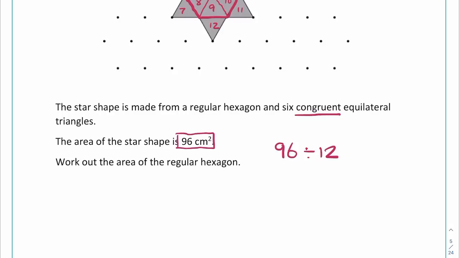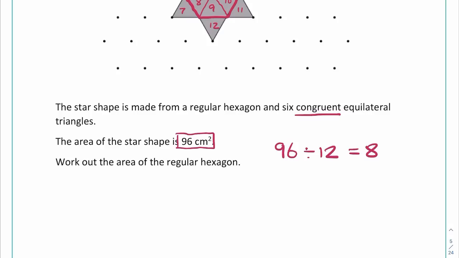96 divided by 12, we could take some time to work that out. If it was a calculator question, that'd be easy enough, but otherwise we would just need to work that out. So 8 times 12 is 80 plus 16, which is 96, so it is 8. There we go, you can normally have a pretty good guess at these. Just double check, obviously don't guess in your exam, but it is 8 times 12. So each triangle has an area of 8.